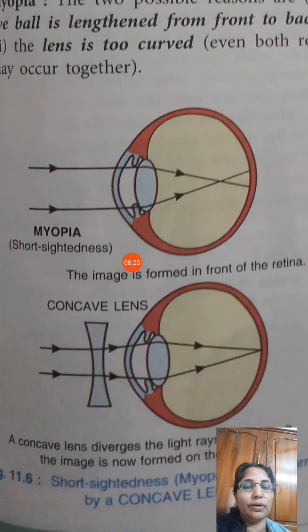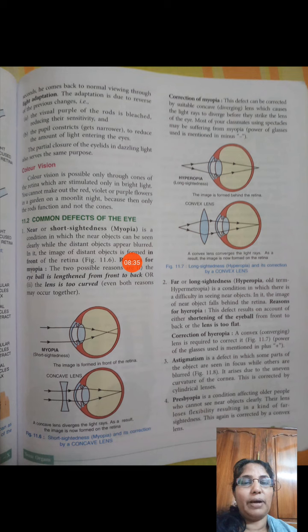How can we cure it? By using the concave lens. Because the lens is too convex, we can place a concave lens in front, in the spectacle. Using concave lenses we can rectify this myopia.